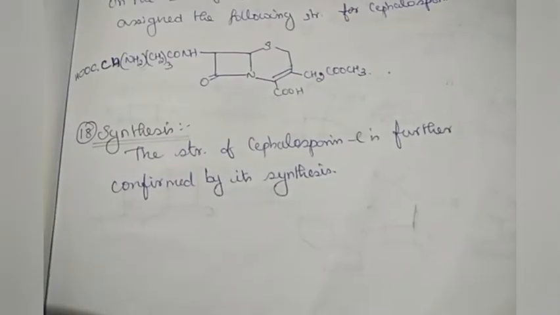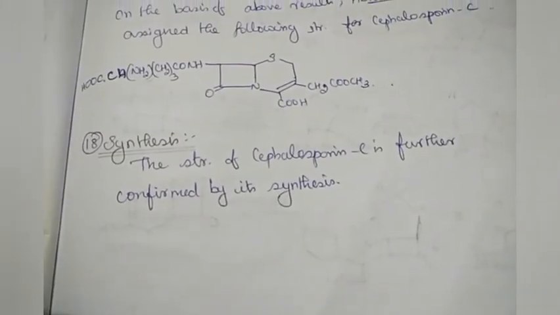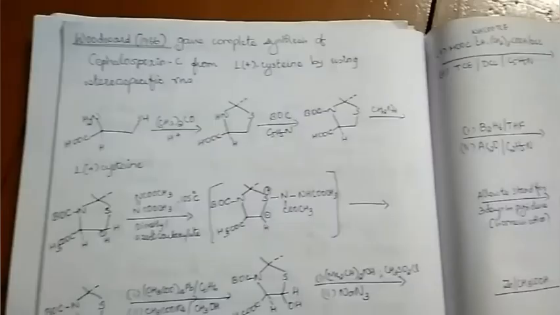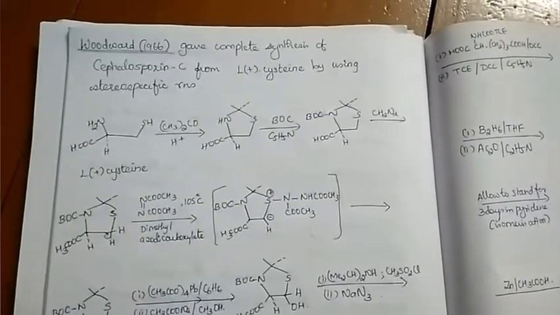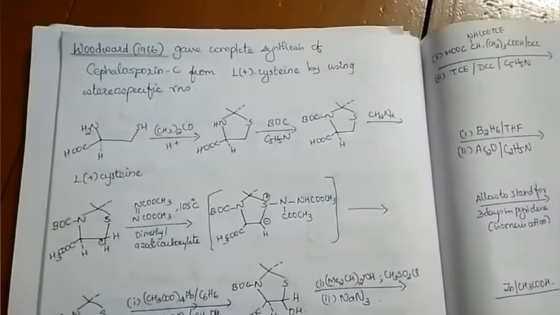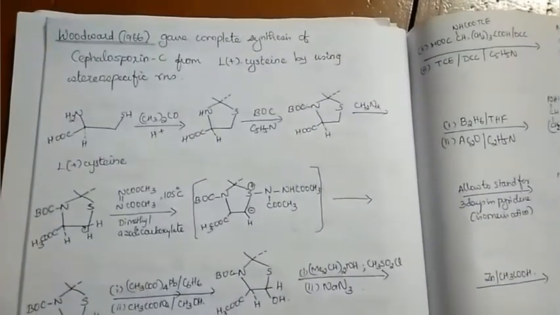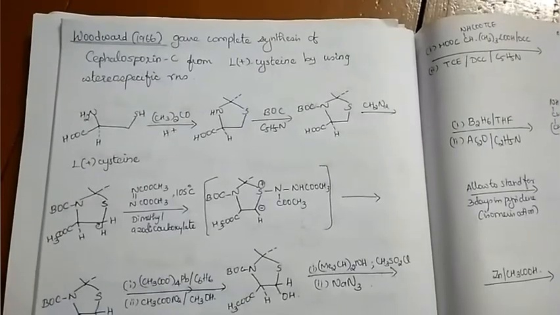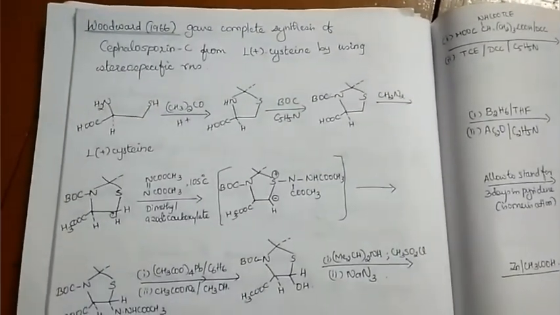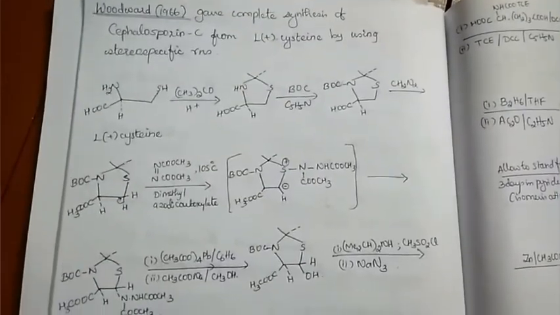And finally, the structure of cephalosporin C is confirmed by its synthesis. This is the synthesis of cephalosporin C proposed by Woodward. The preparation is from L-cysteine by using stereospecific reactions. This is the structural elucidation of cephalosporin C.